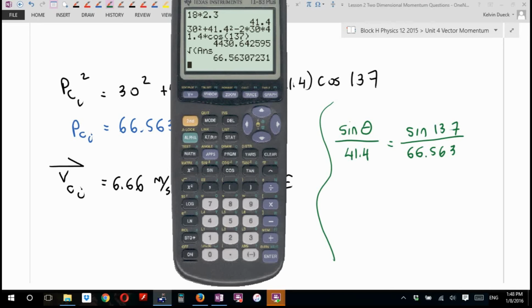Kev, is this one fraction equals one fraction? It is. What can I do with that 41.4? You can multiply it. So 41.4 times the sine of 137 divided by, and I'm going to go answer button. Oh, wait. Oh no. Now I have to go inverse or arc sine, right? 25.1.